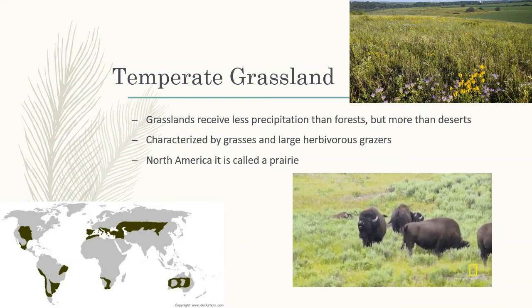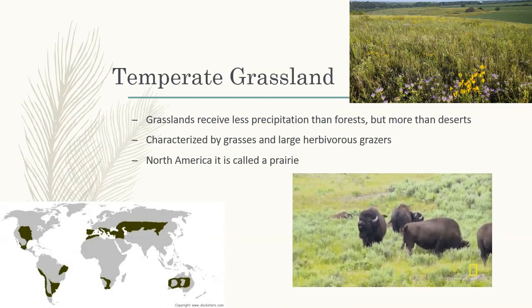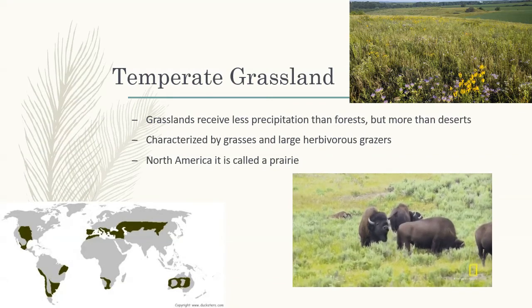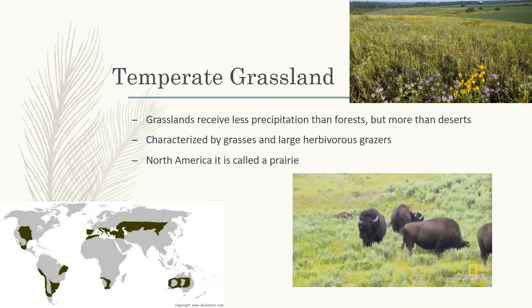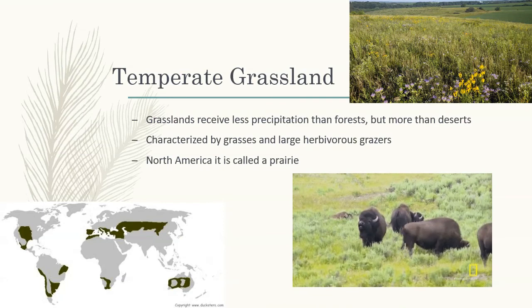Grasslands. The big difference between grasslands and forested areas is precipitation. Trees can grow in grasslands if they get enough precipitation. Right? It's just not the case. On average, there's less precipitation, and they just don't grow as well. So grasslands receive less precipitation than forests, but more than deserts, and are characterized by grasses.